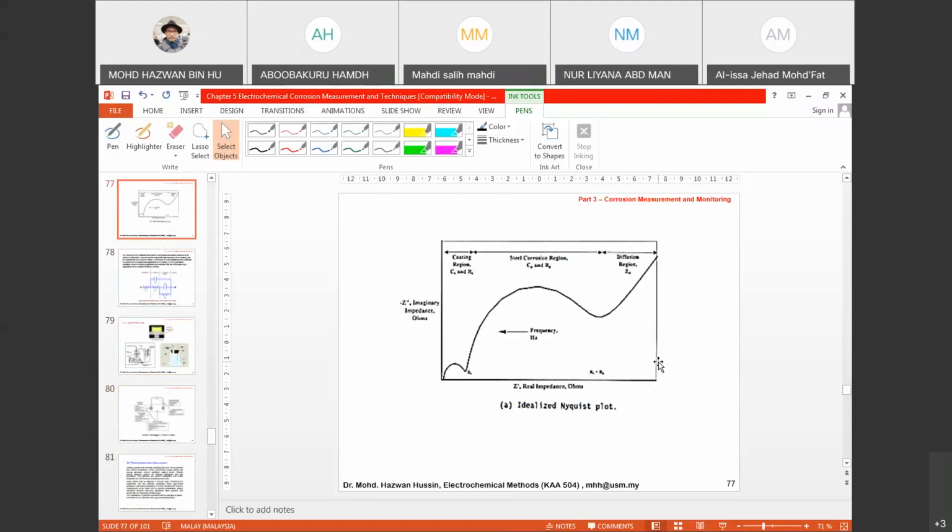Okay, I got the first one from Mahdi. Mahdi, is it okay if I copy your design and put it here? I just draw. Yes, Doctor. Okay.